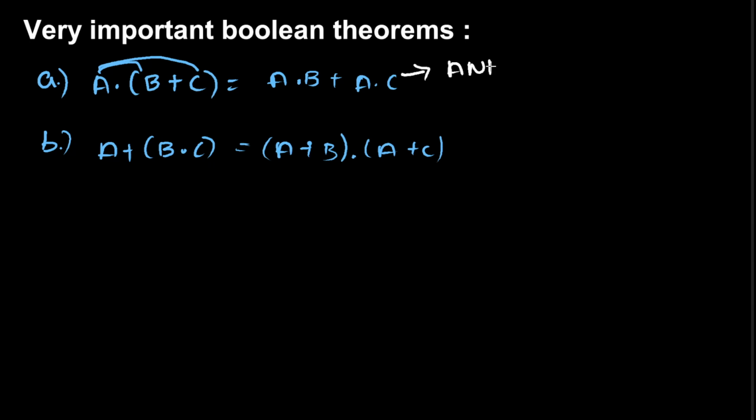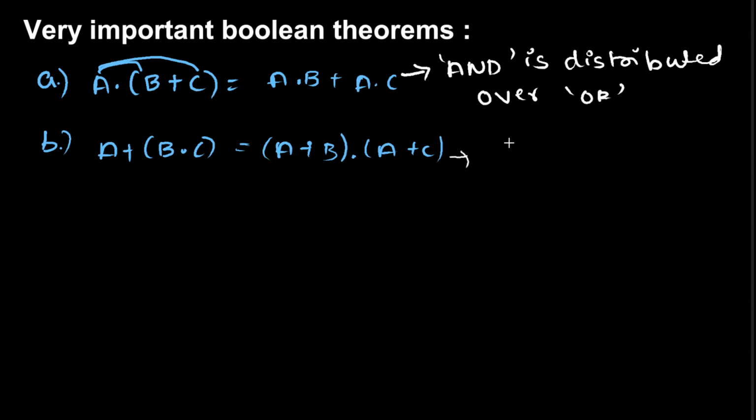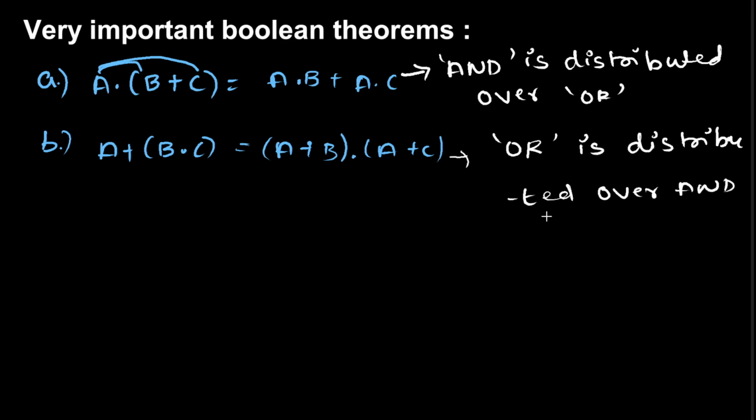So what we can write from this: here AND is distributed over OR, and here OR is distributed over AND. I think you understood here. This is the distributive law.